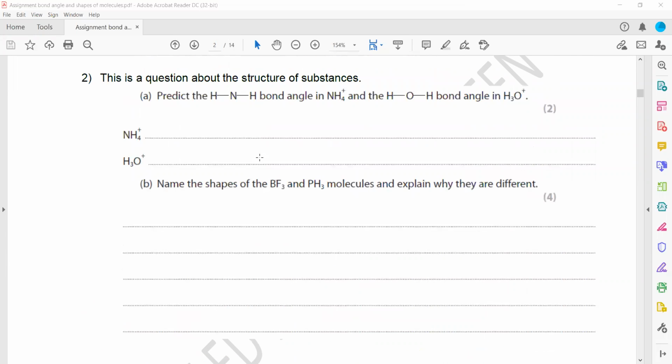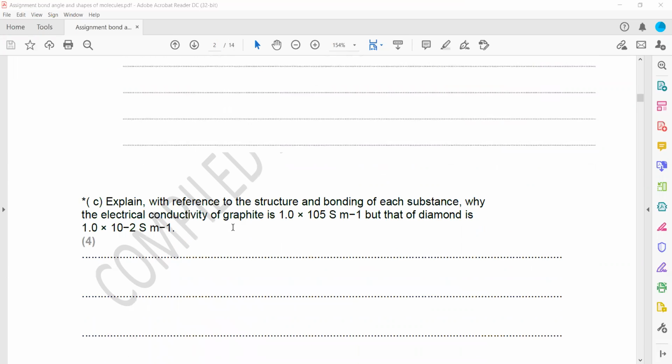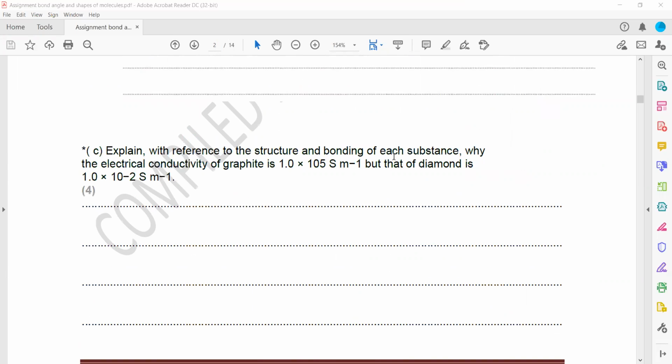The first one is question 2C. This question is about the structure of substances: explain, with reference to the structure and the bonding of each substance, why the electrical conductivity of graphite is 1 into 10 to the power 5, whereas for diamond it is 1 into 10 to the power minus 2. And it is of 4 marks.